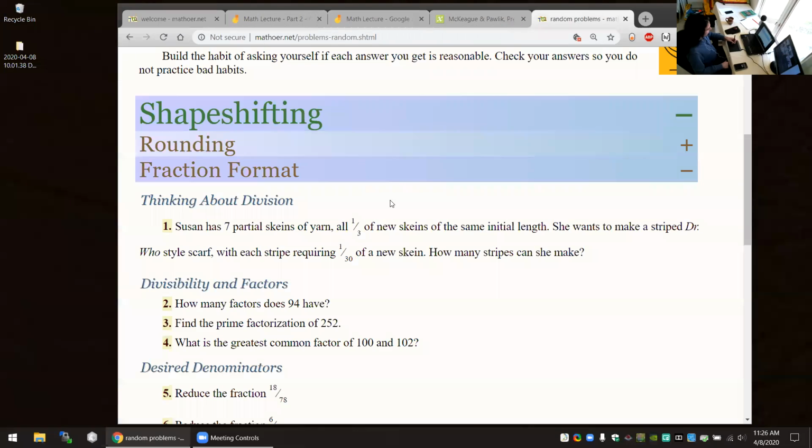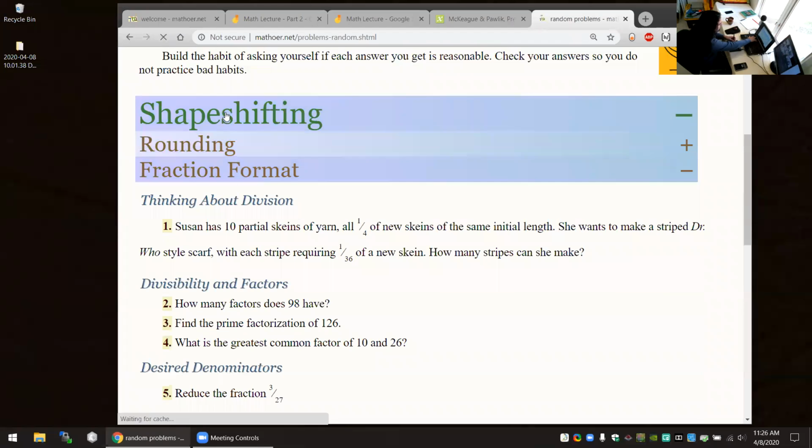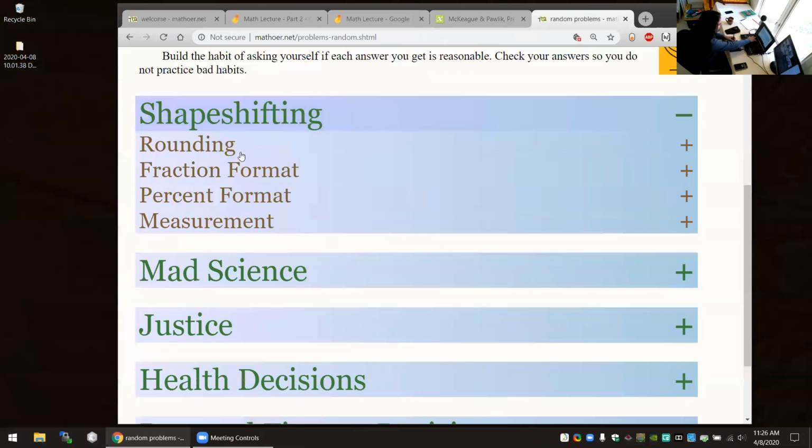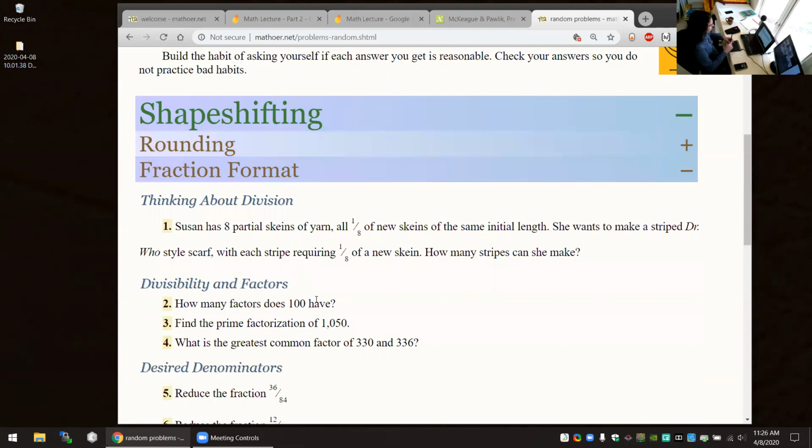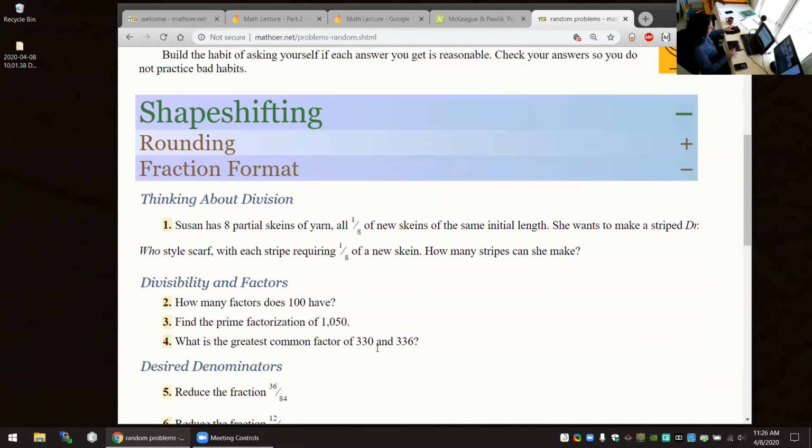Okay, does this ever say least common multiple when I do this, or is it all greatest common factor? We should talk about least common multiple too.